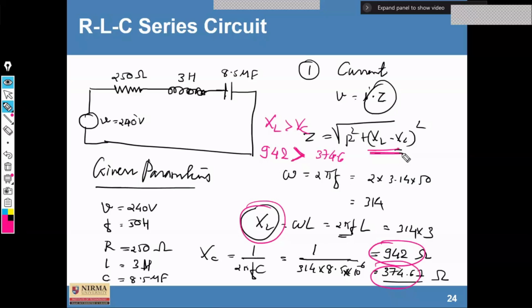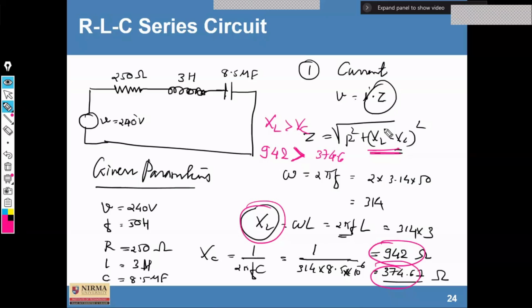Whether XC is greater than XL, there is no issue. Ultimately, you will get the difference and you will get the square value of it. But the difference will matter only when you represent the power factor. Clear? Okay. Now, what is the value of impedance in this case?